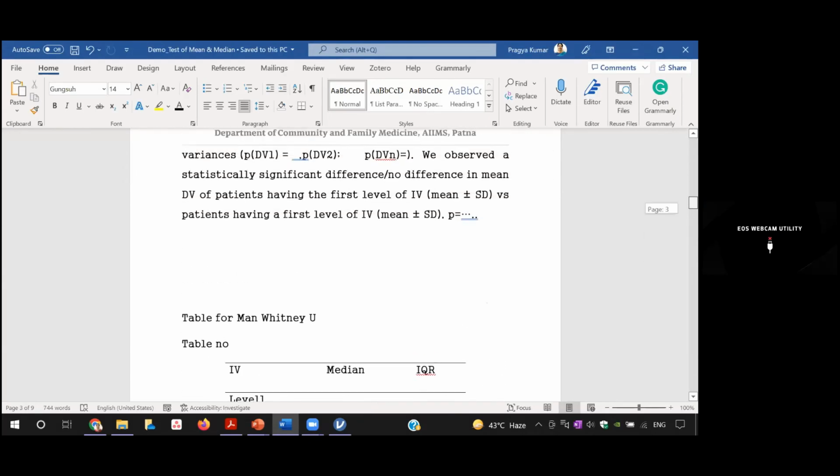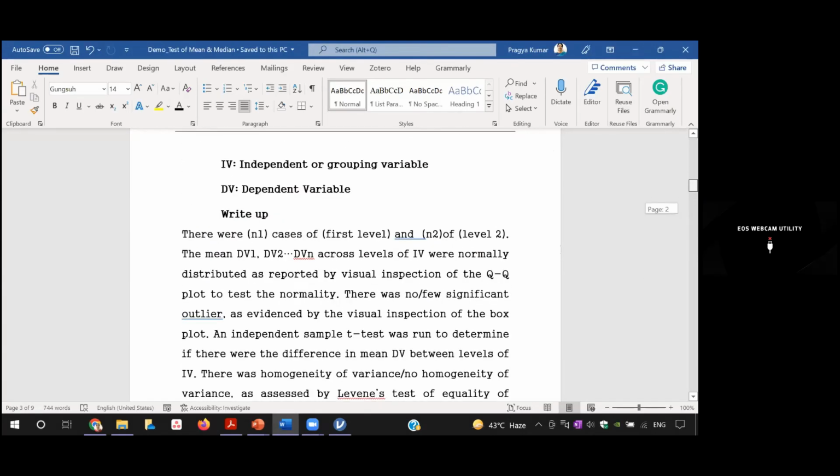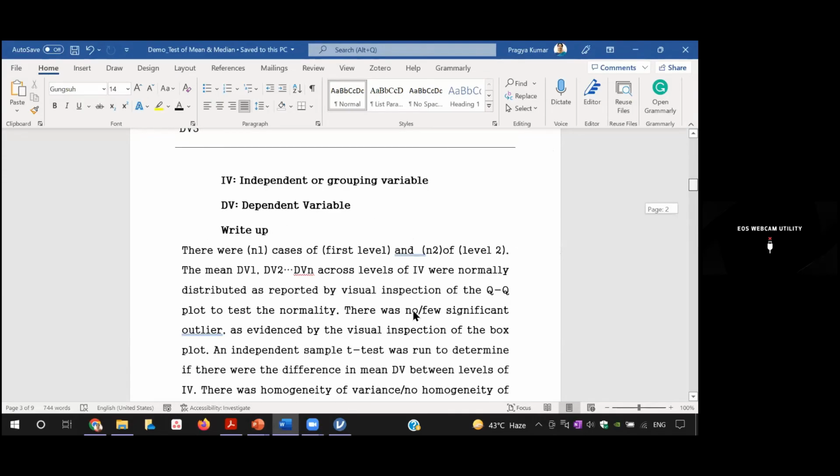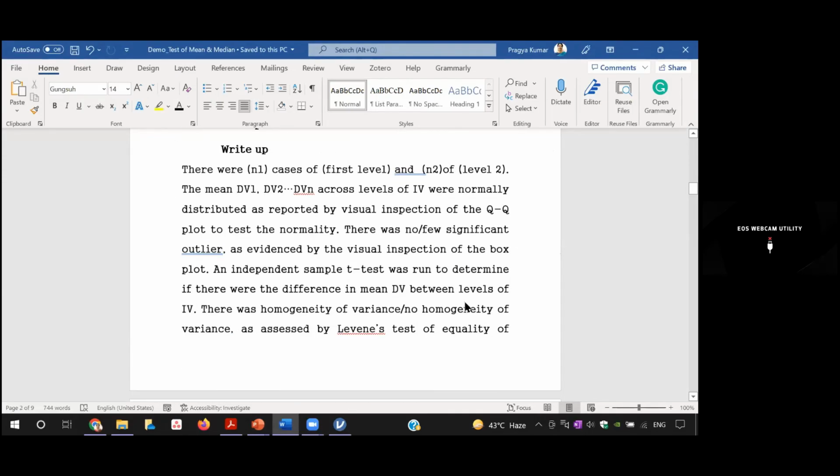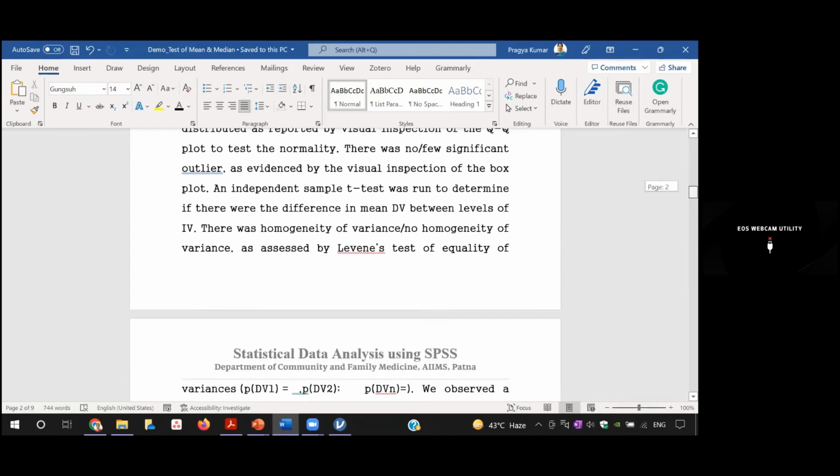So again, for this independent sample t-test, in this paragraph I have written regarding the assumptions. I have mentioned the visual inspection of the QQ plot, the outliers in the box plot, and the Levene statistic. So these three assumptions you have to write, whether met or not met, and depending on that you will report your result. Then you have to write the descriptives also.